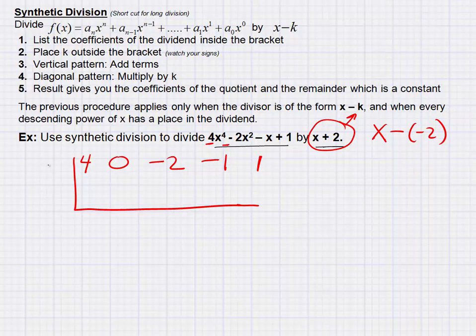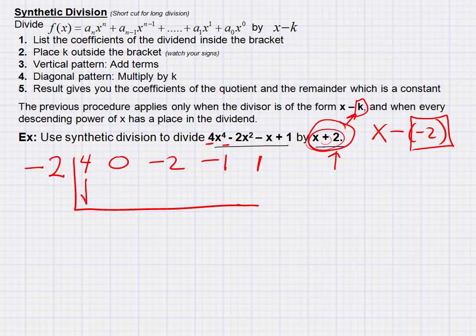Outside, I'm going to put a minus 2, okay? Because if I think about it, the opposite of this would be a minus. Or I can say what's being subtracted. The minus 2 is being subtracted. That's my k. That's what I'm going to place outside. However you want to think about it, I think the easiest way for most people is to say, let's just do the opposite of what's here.